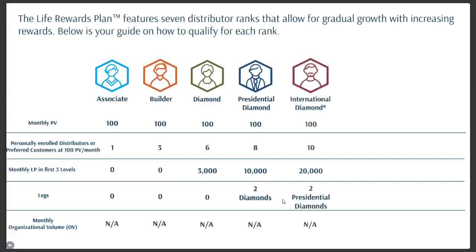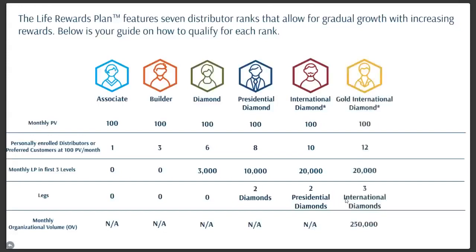The next rank is International Diamond. Again, 100 PV. We want you to recruit a couple more people. Half of them need to be on your front line. Then the 3-level volume doubles to 20,000. And you need to have 2 presidential diamonds in separate legs in your downline organization.